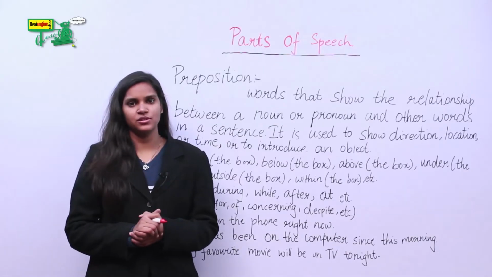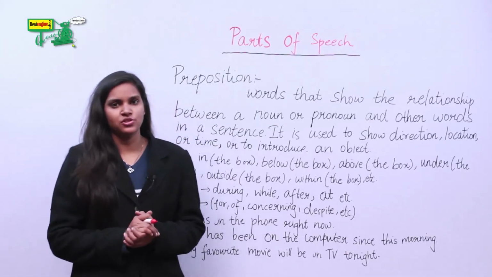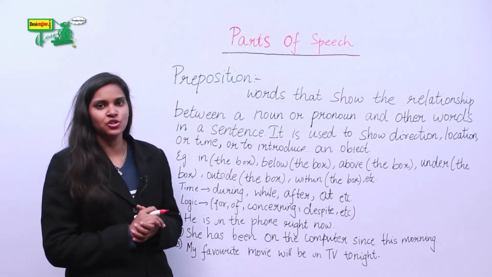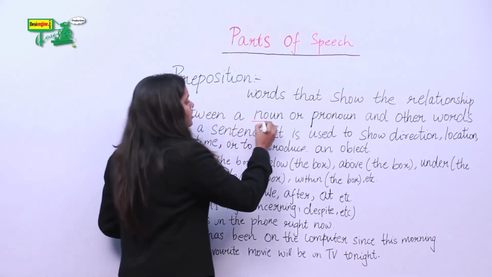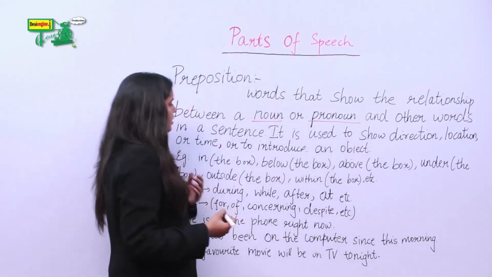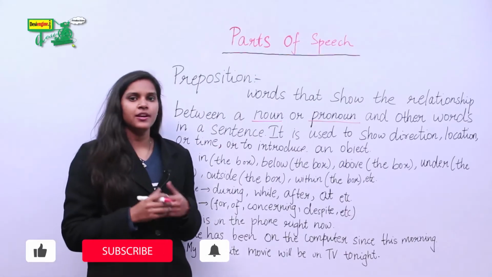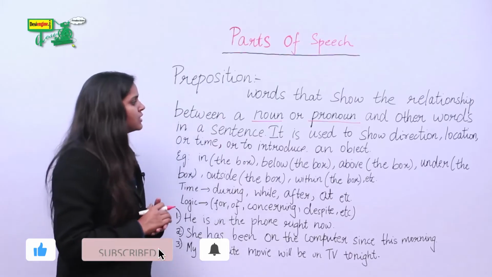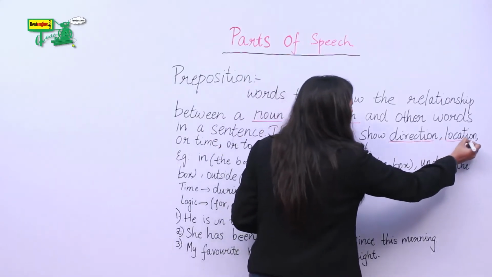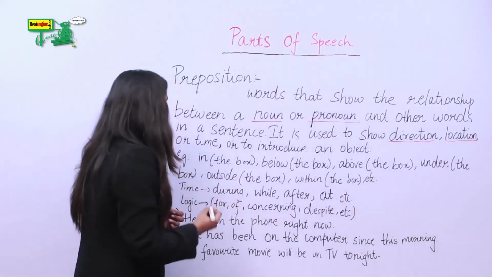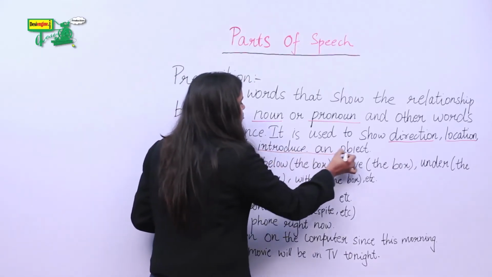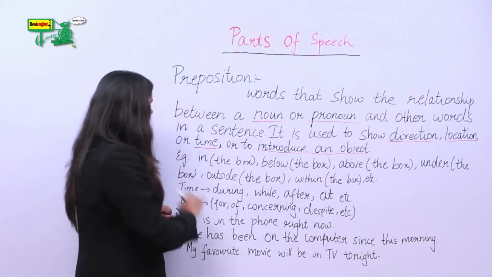Let's do prepositions now. What is a preposition? A preposition is a word that shows the relationship between a noun or pronoun and other words in a sentence. It is also used to show direction, location, time, or to introduce an object.